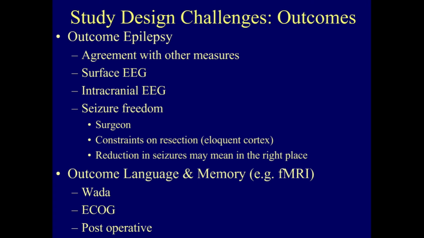Before talking about outcomes for epilepsy control, there are also outcomes for language and memory performance. These are popular with functional MRI studies, and here you can use as your comparator the WADA, electrocorticography, or post-operative measures. They all have strengths and limitations. The WADA has a variety of limitations, as it is a very short time period. The ECoG can only assess the area of one limited region of the brain, for example.